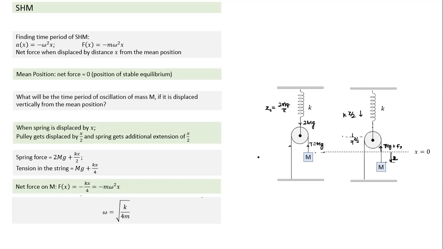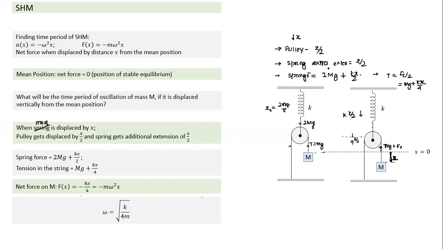Sir, I didn't understand what we mean by spring is displaced by x. Okay. No, sir, I got it clear. Got it absolutely clear?